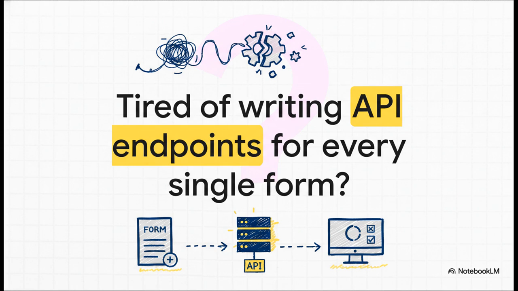So, does this whole song and dance feel familiar? You need a new form. And what does that mean? Well, first you have to spin up a brand new API endpoint. Then you've got to write all the client-side fetching logic, probably with a useEffect and a useState. And then you're stuck manually juggling every single loading state, error state, and success state. It is a ton of work for what really should be a pretty straightforward task.